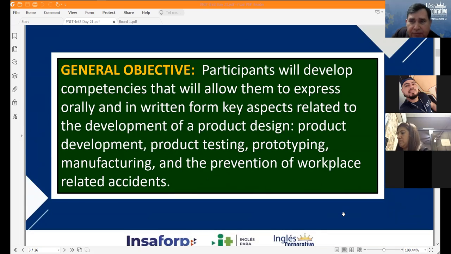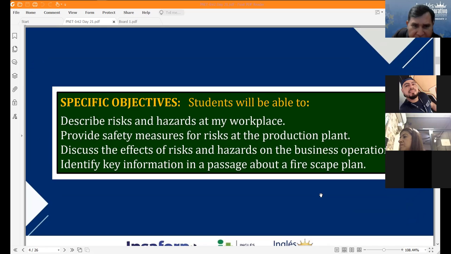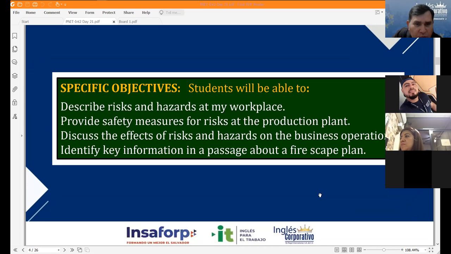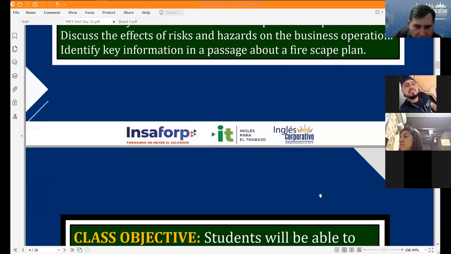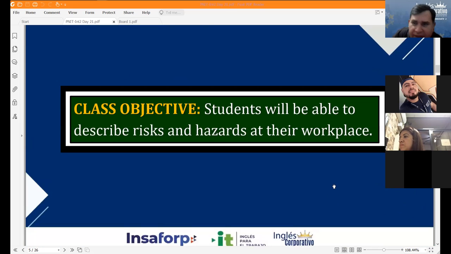This is the general objective. We already talked about product development, product testing, prototyping, manufacturing, and right now, preventing workplace-related accidents, okay? These are the specific objectives of this unit. And this is the class objective. Students will be able to describe risks and hazards at the workplace.